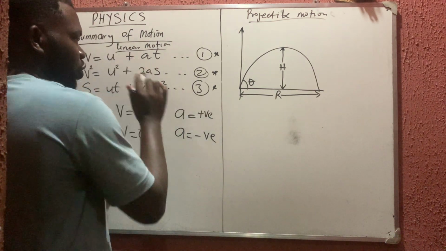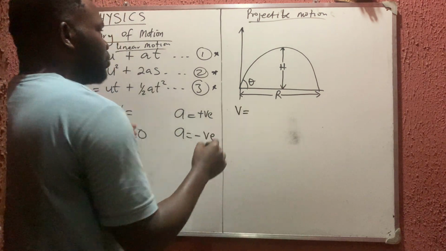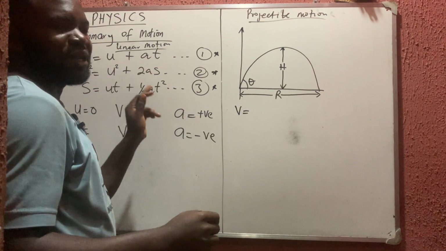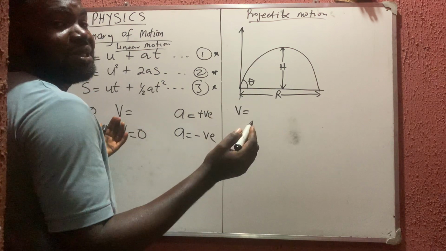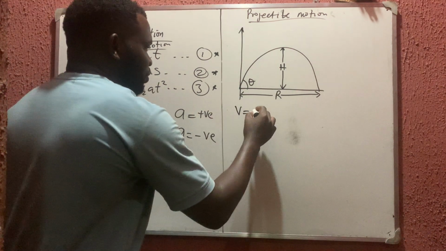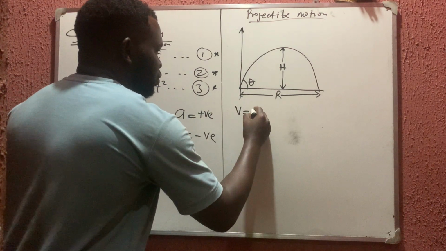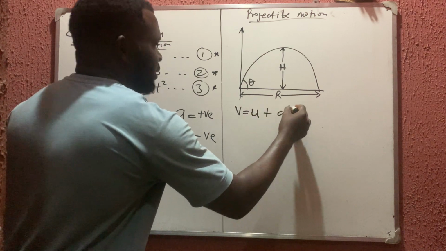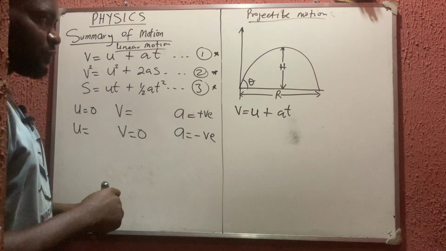I want to get for equation 1. That's why I told you that these equations are very, very important. You need to know them. I'm still using them all this while. So I have that V is equal to U plus AT. Now, let me tell you what happened here.